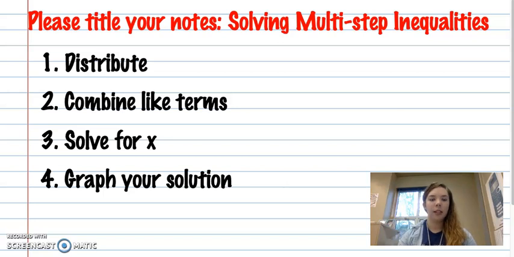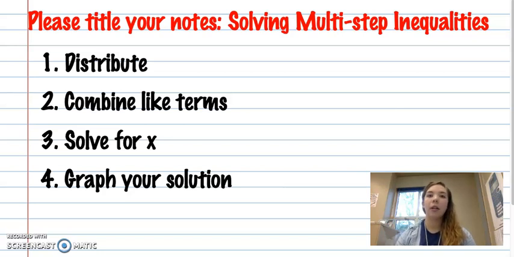All right, today we're moving on from two-step inequalities to solving multi-step inequalities, so more than two steps. So go ahead and pause and write down your four steps for me, please. Step one is to distribute. So if you have parentheses, you have to distribute before you do anything else.